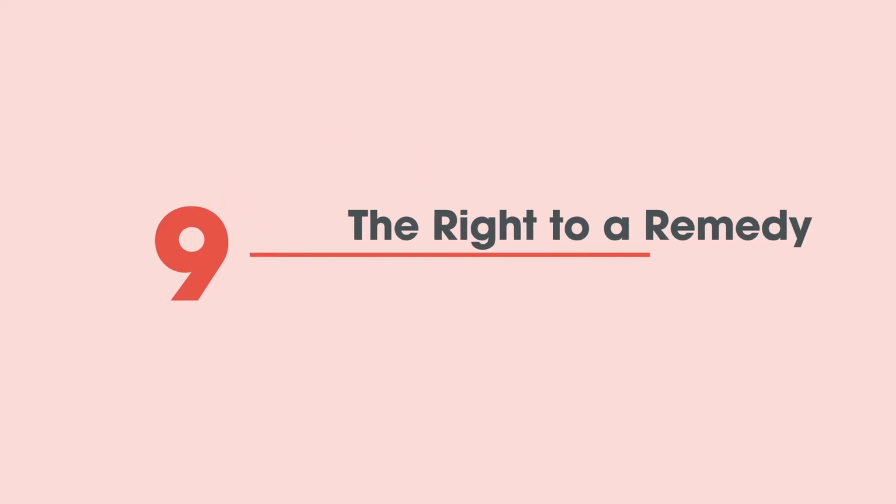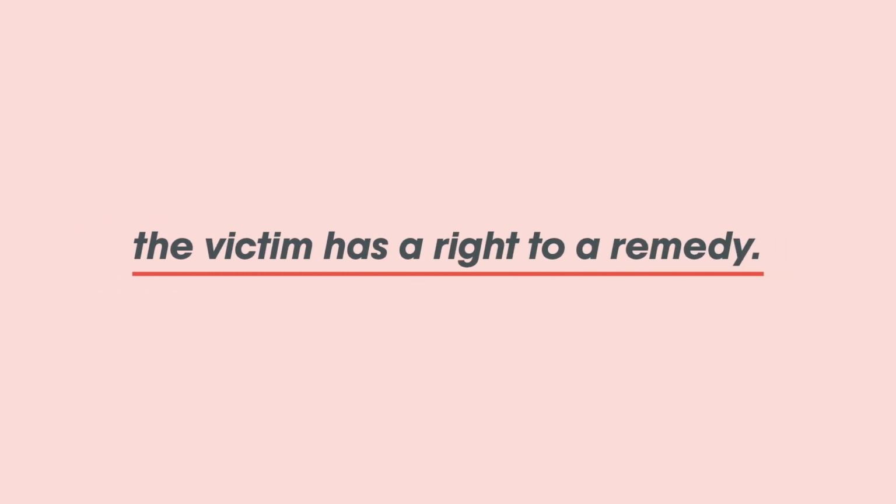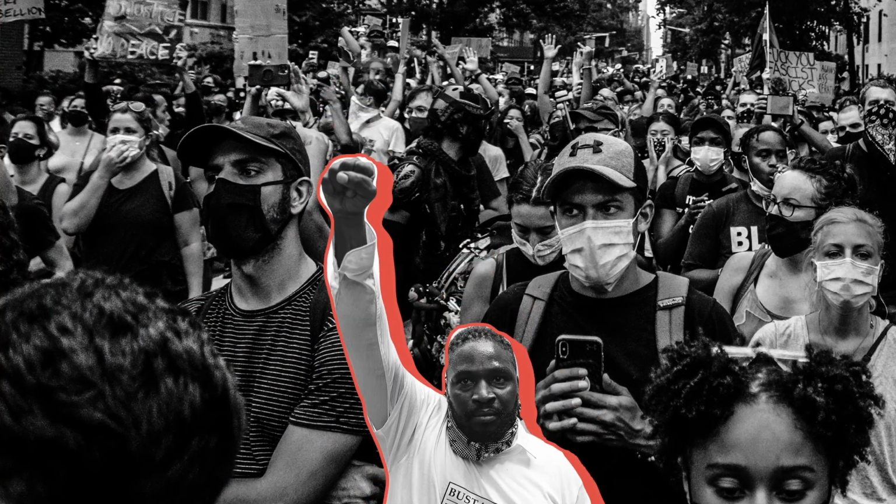This means that where rights to association or assembly are violated, the victim has a right to remedy. For example, under the Non-Profit Act, you have the right to appeal a decision to refuse to register your organization, and the appeal tribunal must hear your appeal within 3 months.